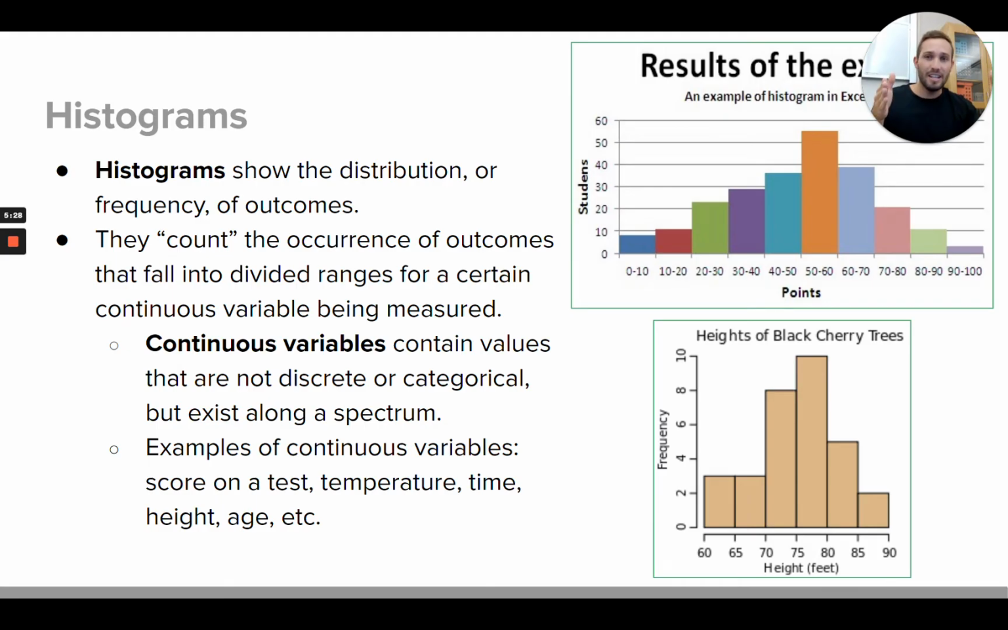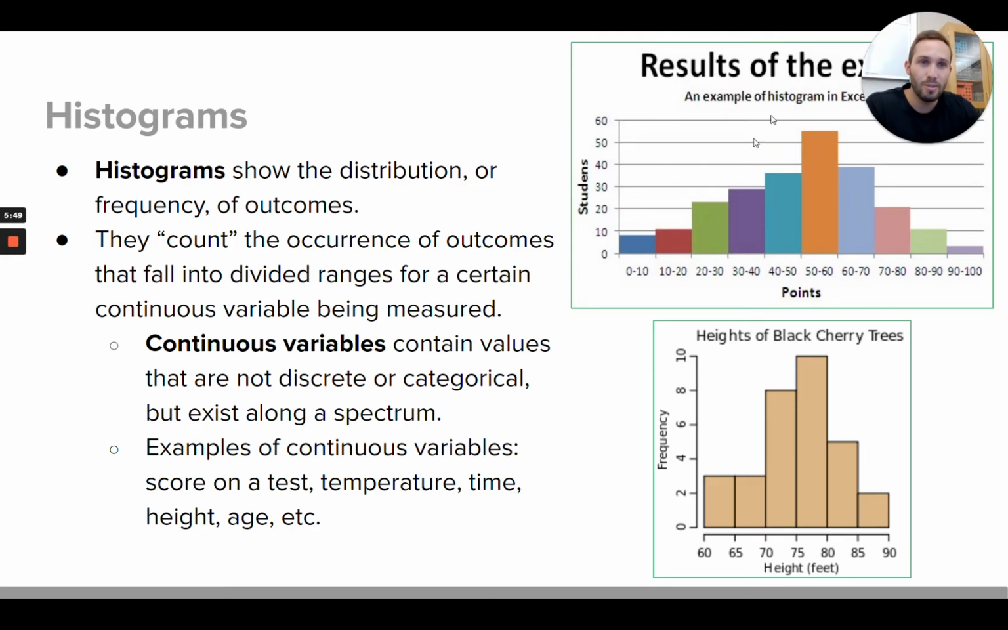And that's what a distribution is, or a frequency, when you look at how many times or the number of occurrences that your data falls into these specific ranges that you've set up along your continuous variable that you're measuring. So it's maybe easier to look at examples to understand what that is.